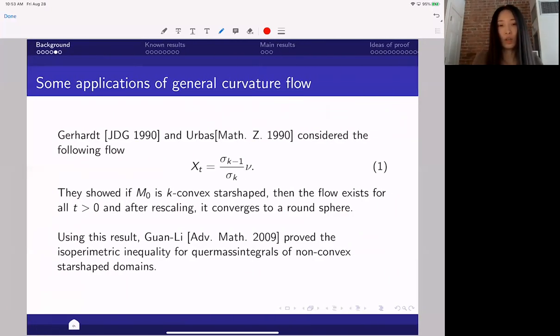So next we're going to talk about some applications of general curvature flow. Typical applications include using it to prove inequalities, just like Huisken and Ilmanen's famous work on the Penrose inequality, which was proved by using inverse mean curvature flow. And also, one can use general curvature flow to prove the existence of prescribed curvature hypersurfaces. For example, you can use the general flow method to construct different types of constant mean curvature hypersurfaces.